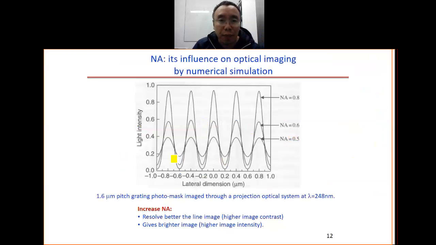So here you can see the image. The photomask is a grating, a 1.6 micrometer grating photomask. Because of the 4 times reduction, the pitch becomes 400 nanometers, so 0.4 micrometer, on the photoresist. Here we have a big numerical aperture. You get this very high contrast light profile, higher contrast, and also higher image intensity. With a lower numerical aperture, 0.5, you get this curve: lower contrast and also lower light intensity.